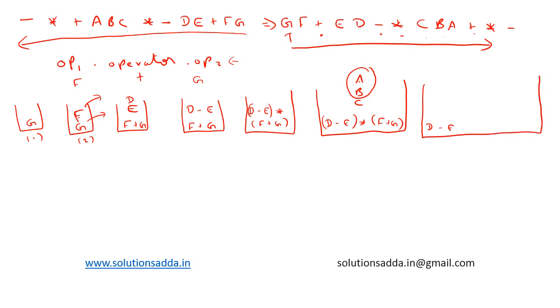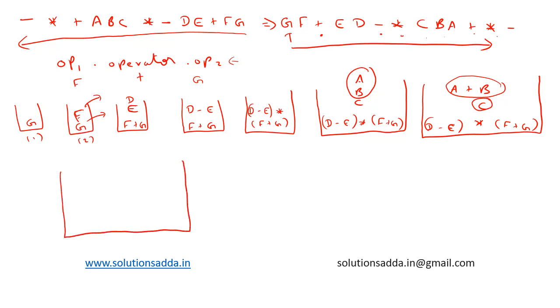D minus E star F plus G. Once we push these two into the stack, we will have C and, on top, A plus B. Next we are seeing star. So these two operands would be popped out and we will get the following expression, that is A plus B star C, and the next expression would be D minus E star F plus G.